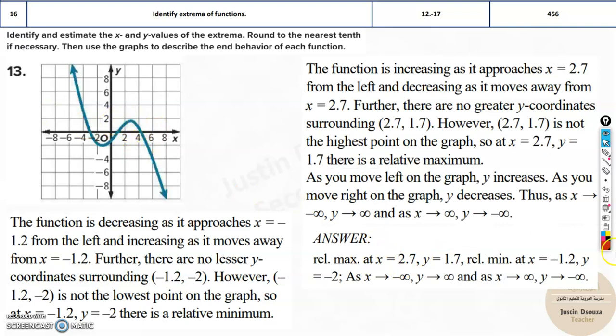Whereas the relative minimum is at minus 1, somewhere around minus 1.2. The y value is minus 2. And what is happening? As x is going towards minus infinity, the y value is positive infinity, isn't it? So minus infinity, positive infinity. As x is going towards the right side, positive infinity, the y value is going down towards minus infinity. That is the answer.